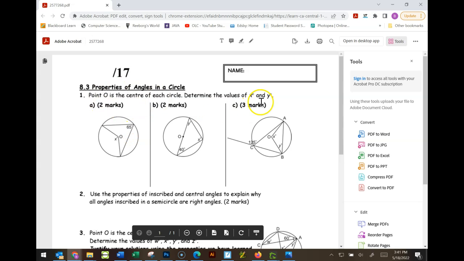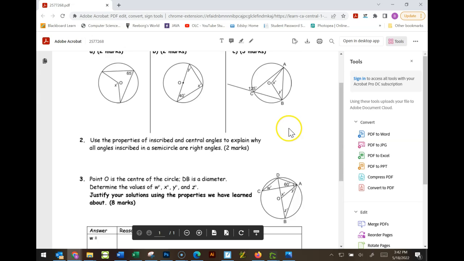Point O is the center, find X and Y. Okay, first one, you're obviously going to use central angle, inscribed angle. Second one, you can use either isosceles triangles, or you can use the semicircle property. And then for C, you're going to want to use the idea that a straight line is 180 degrees. That's going to help here. You're also going to want to use a central angle and inscribed angle. And then at the very end, when you're looking at Y, you're going to be looking at the isosceles triangle again. So that should get you through that one.